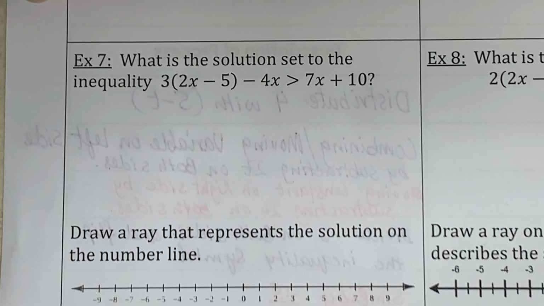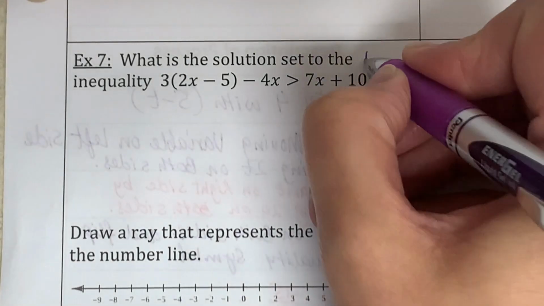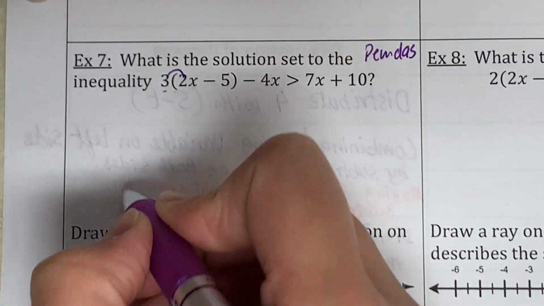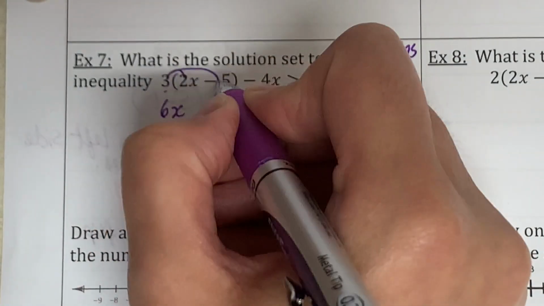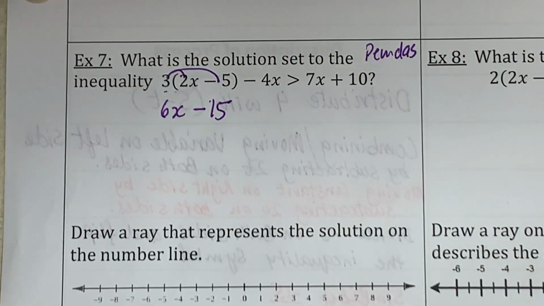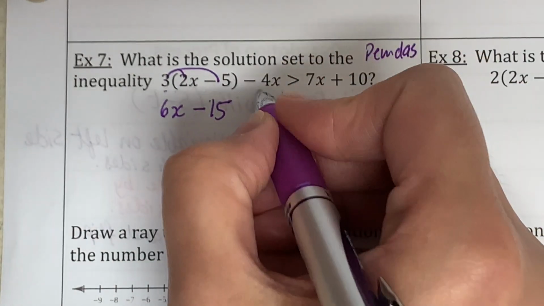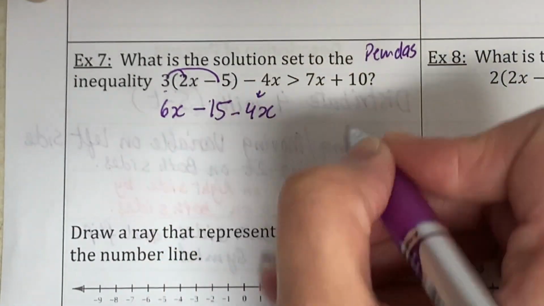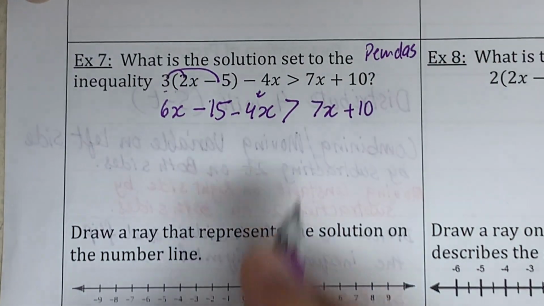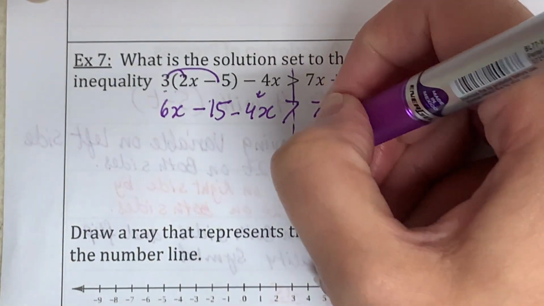All right, now I have a set of parentheses. According to PEMDAS, I have to solve the parentheses first. So 3 times 2 is 6x. 3 times -5 is -15. That's it. This is where the parentheses open and close, so you stop. Just copy that -4x down, and copy this right-hand side as well. Then not a big deal. Now you have the partition line.